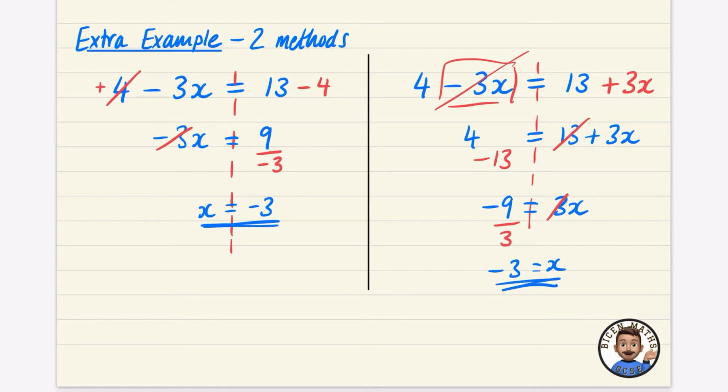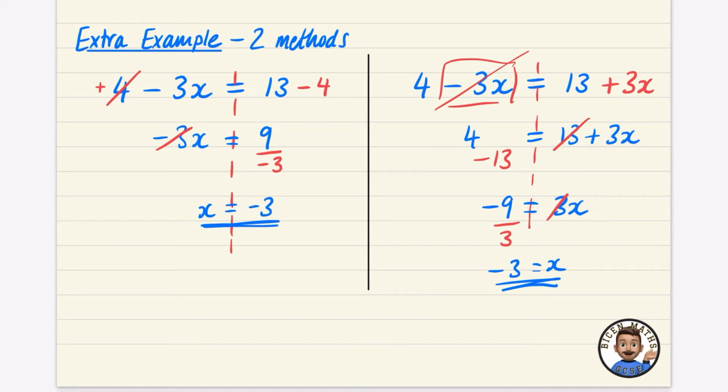So you've got a choice of which way you can do this. You can either just be careful with dividing by negatives, but you might end up with a negative divided by a negative, which is fine. You just got to deal with it carefully. Or you can change this negative 3x to a positive 3x by putting it to the other side. It's your choice which you prefer. I think I prefer this method.